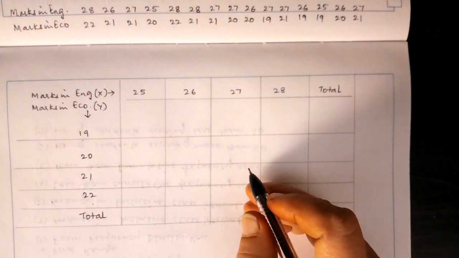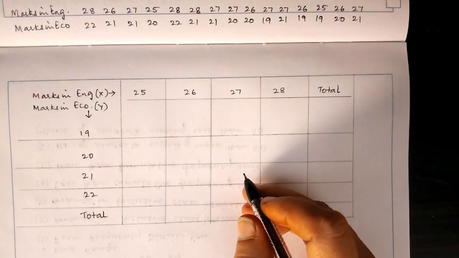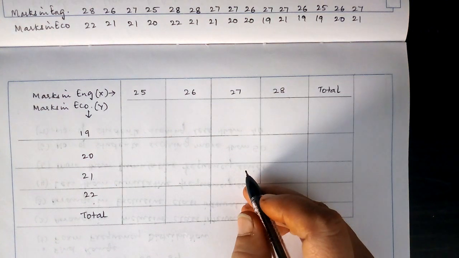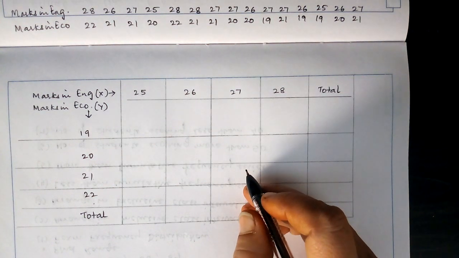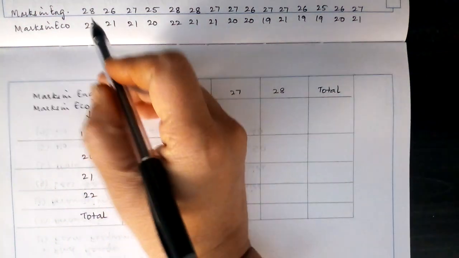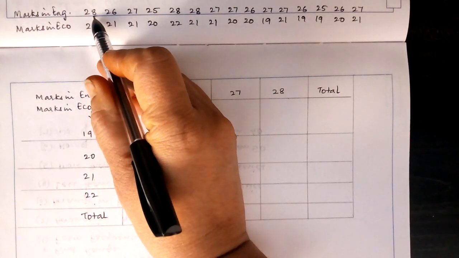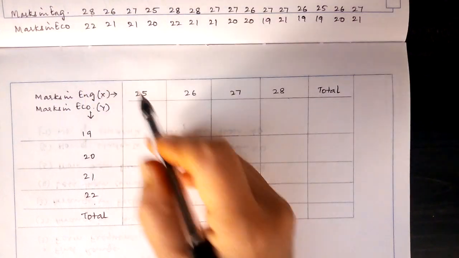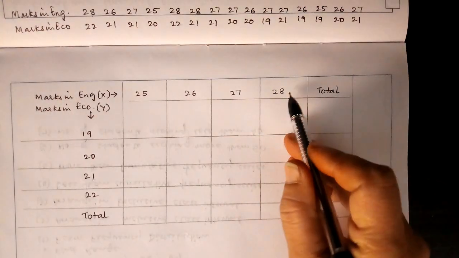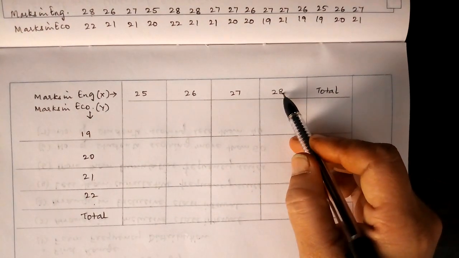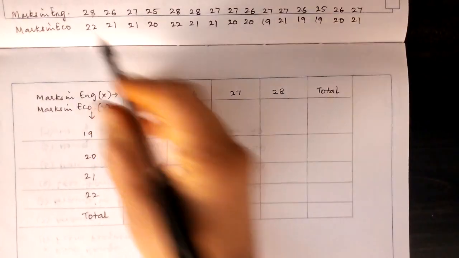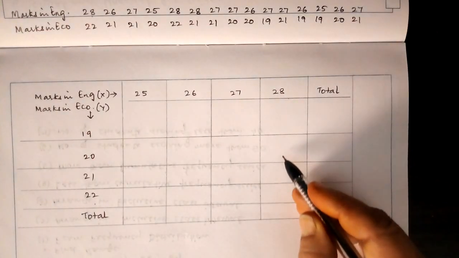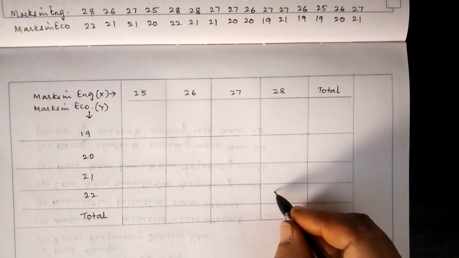Now generally we use a tally for marking the frequency distribution. Here also we will use tally. Let's find the combination of marks. The first combination is 28 marks in English and 22 marks in economics. Let's find 28 marks in English and 22 marks in economics. So 28 corresponding number is 22. So here we will put one tally.